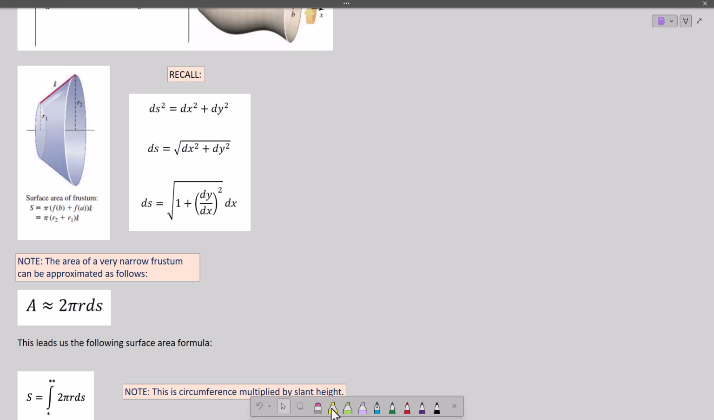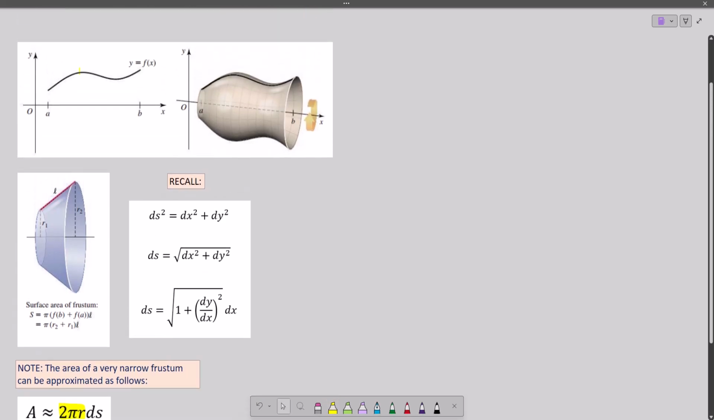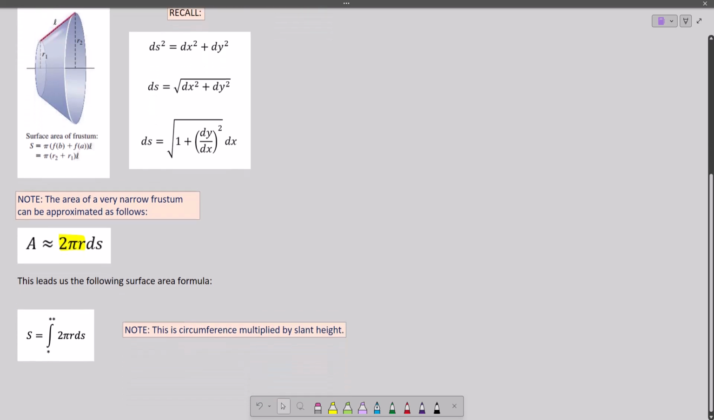So this formula, when you look at this, you should be seeing 2 pi r as the circumference. If you imagine taking a single point and rotating it around, that creates a circumference, creates a circle, that's 2 pi r, and the ds is like the slant of a frustum. We saw on the other slide that ds approximates the curve. So ds is acting like the diagonal on the frustum, and that's going to approximate the curve that's connecting the 2 points.